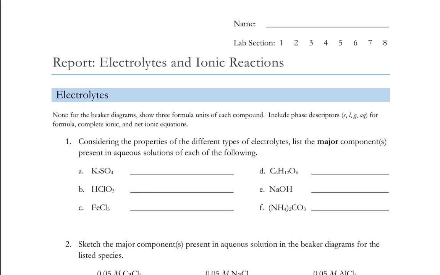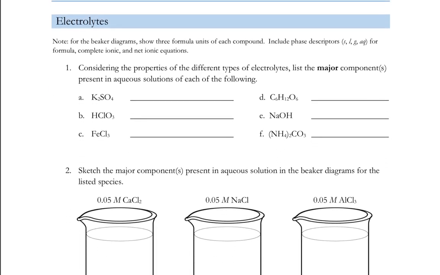So our first problem here is to indicate the major components present in the aqueous solutions of the following. So that is, you write 2K plus, SO4 2 minus, and so forth. We have a molecule in there, the C6H12O6. You hopefully recognize that that is not an ionic compound, so it must be a molecule. And yes, that actually does dissolve. That would be an example of glucose or fructose. They both have that molecular formula. They will dissolve in water, but they will not separate into ions.